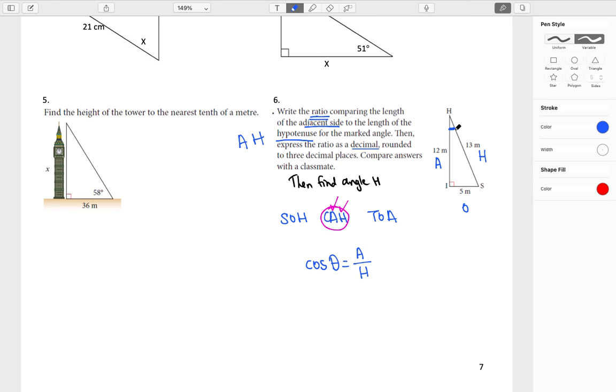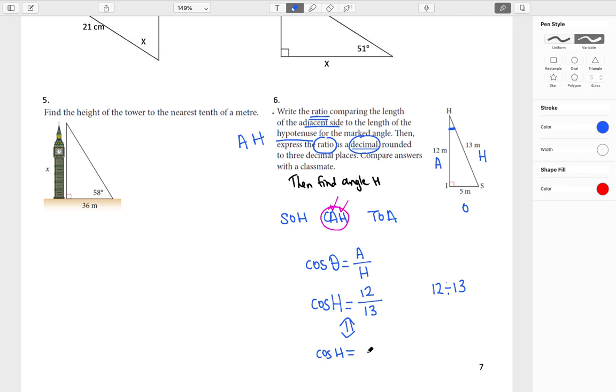In this case, we are given H. So cosine, the theta, the angle is H. I'm going to replace that. And adjacent is 12. And hypotenuse is 13. Okay, so we expressed it as a ratio, and then it wants us to also express the ratio as a decimal. So what I'm going to do is 12 divided by 13. So this could be expressed either way as cosine H.